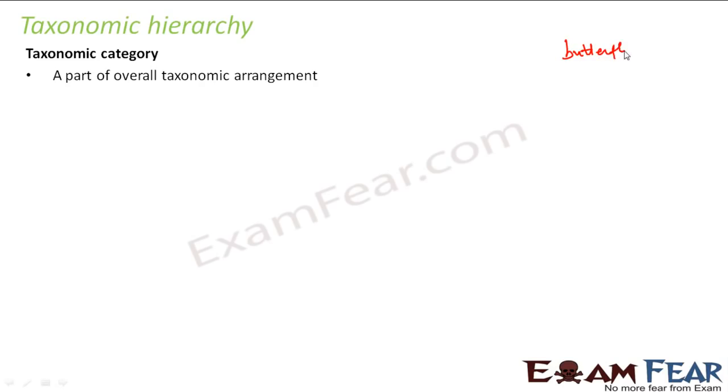Before we understand the taxonomic hierarchy, it is important to be familiar with a few terms like taxonomic category. What is a taxonomic category? It is a part of the overall taxonomic arrangement. When I talk about a hierarchy, it is made up of many different levels. Each level is a taxonomic category. Let me take an example of a butterfly. So what is a butterfly?